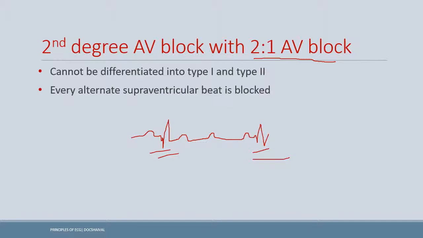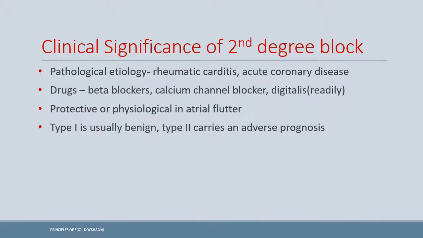At least we need something more for differentiating between Mobitz type 1 and type 2, and that's what I've mentioned here, that they cannot be differentiated as type 1 and type 2, and every alternate supraventricular beat is blocked. Now, what is the clinical significance of the second degree AV block?